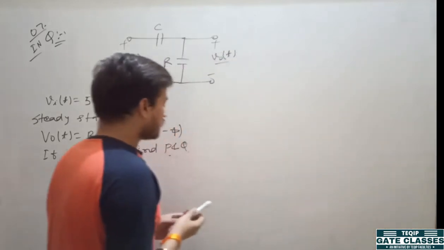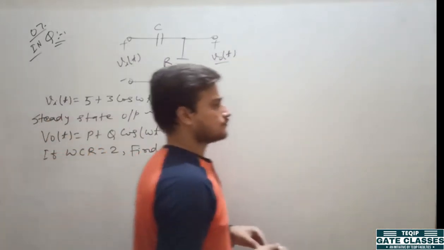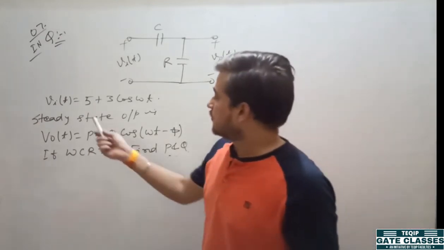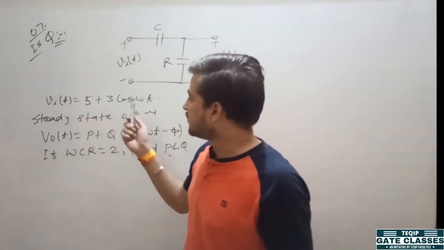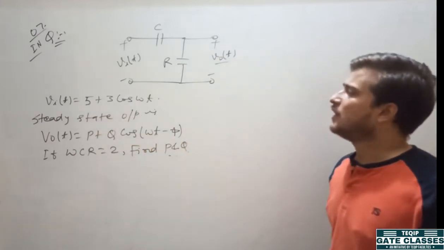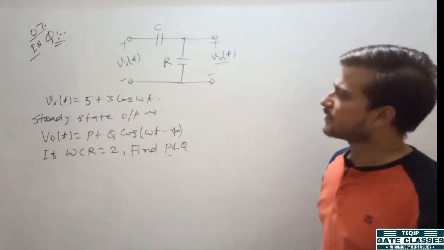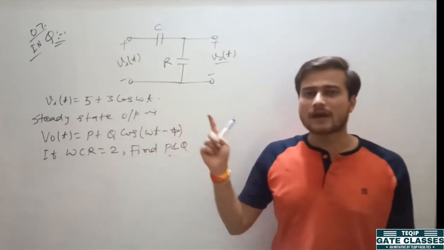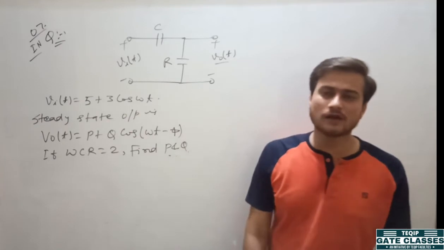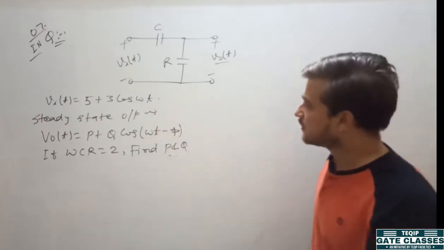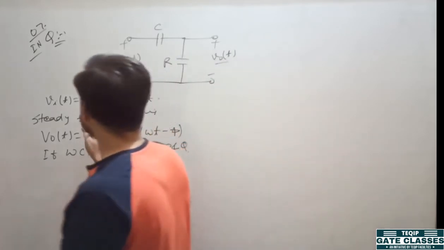So let us see how to solve. See, Vi(t) is 5 plus 3 cos omega t, that means one DC source, one AC source. If two sources are present, that means this is the summation of two voltage sources, then we can apply the superposition theorem here to find the solution. So how to apply superposition theorem? First let us consider 5 volt only.